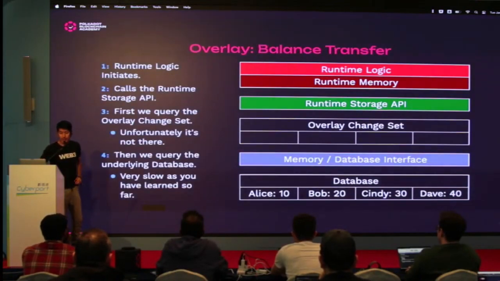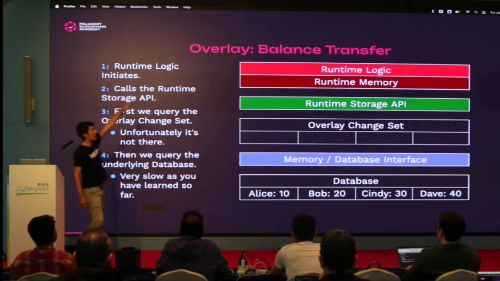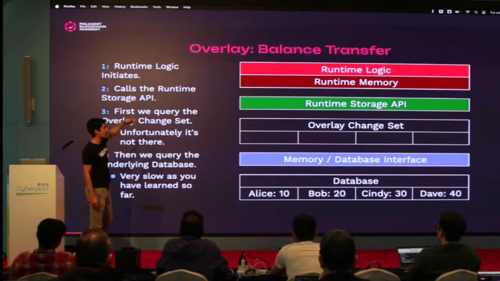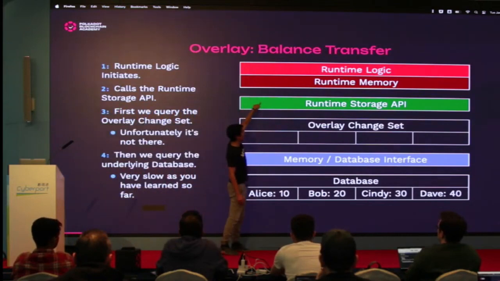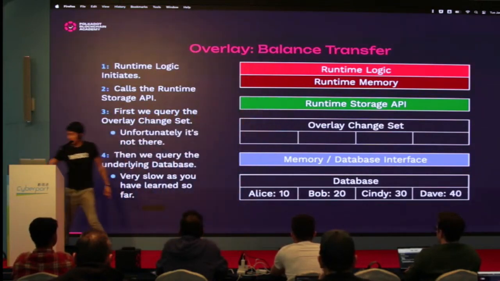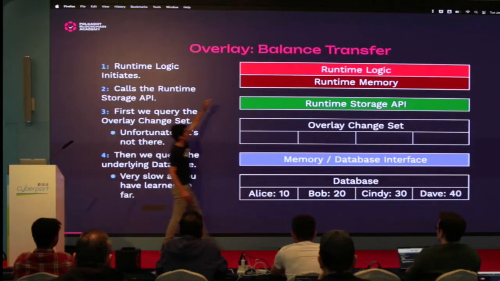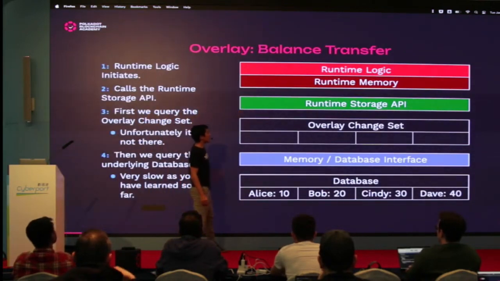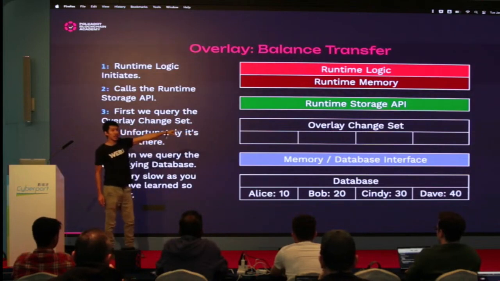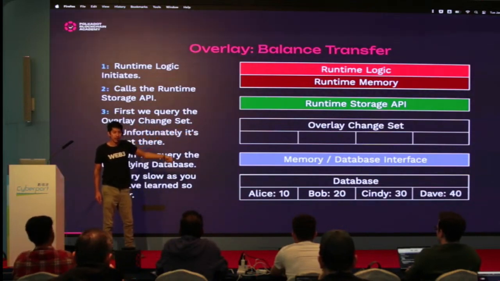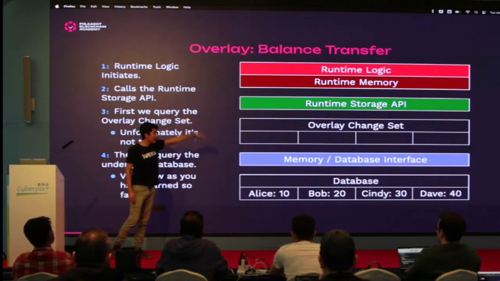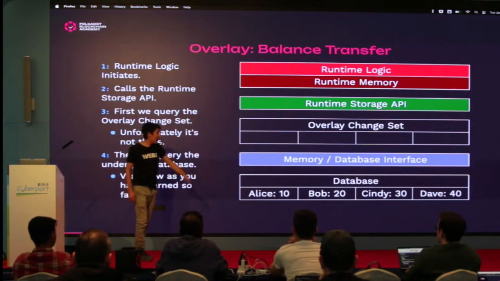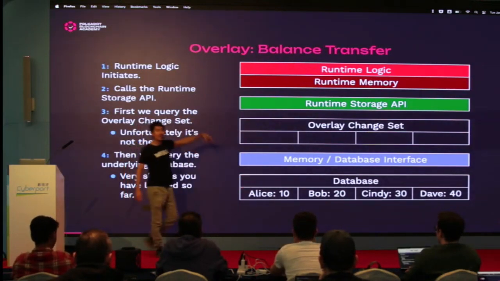Let's take the idea of a balance transfer and walk through the steps. First, the runtime logic at the very top initiates, okay, we want to do a balance transfer between some users, right? This will call the runtime storage API. The runtime storage API will look first at the overlay change set: do you have the information I need to proceed? In this case, the answer is no. So the overlay change set then passes down through the database interface to the actual database and will fetch the information it needs to complete the transfer.